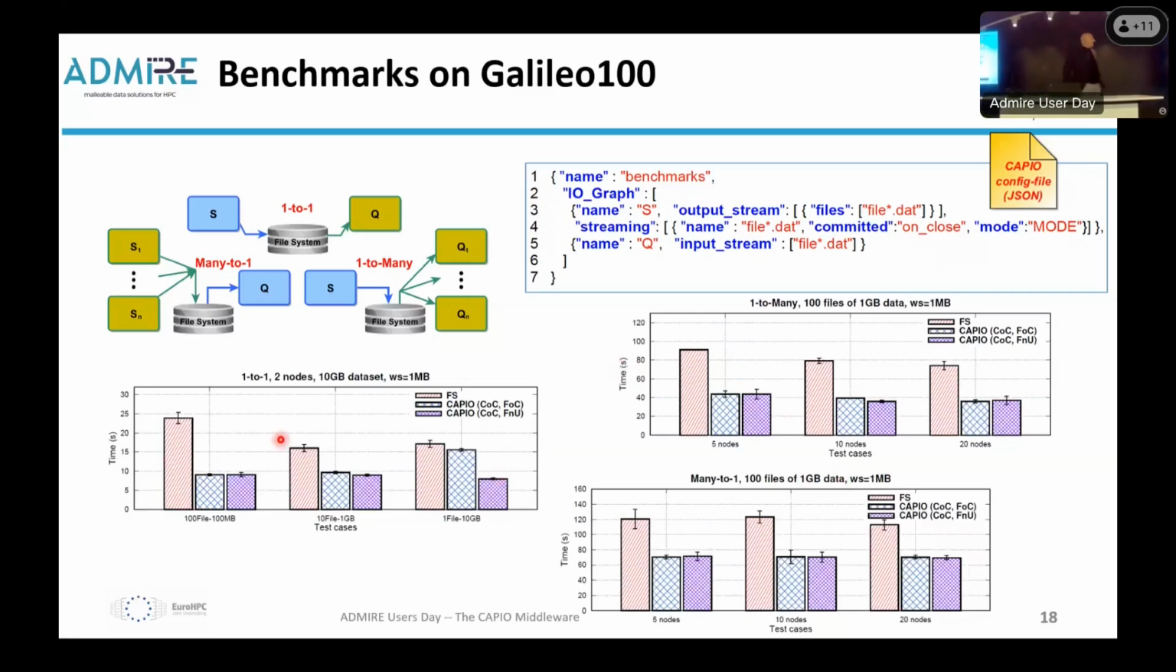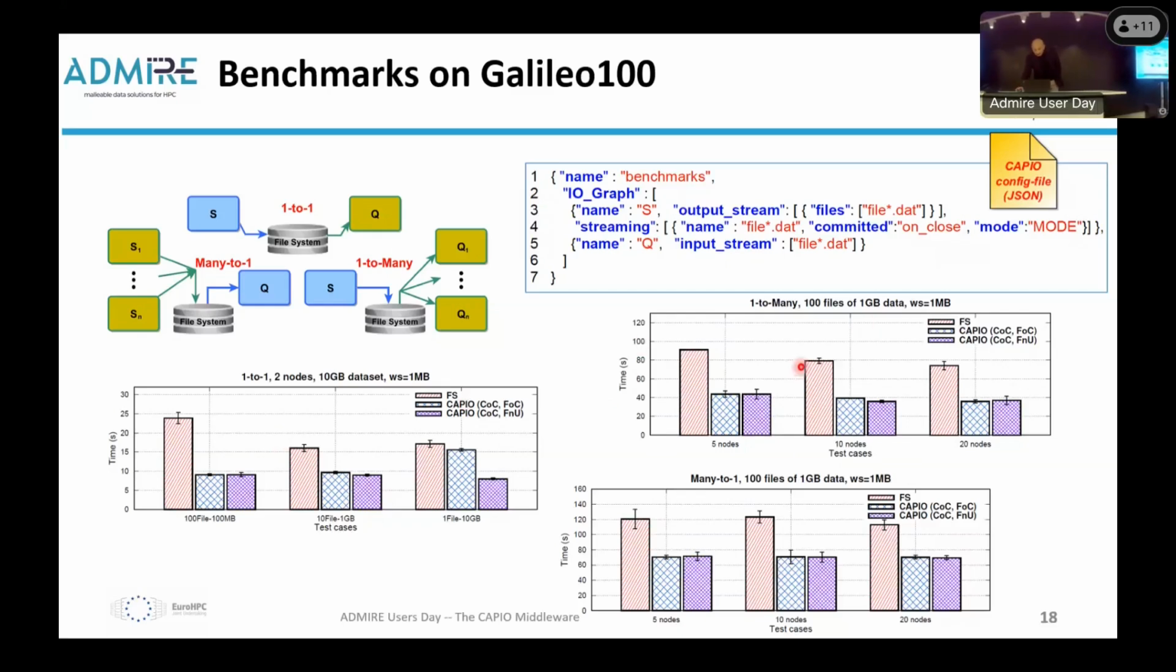For example, here we can see the one-to-one test using 100 files, each one of 100 megabytes. In the middle, we have 10 files of 1 gigabyte each. And in the last one, we have one big single file of 10 gigabytes, sorry, not 100. So the red bar, the first bar, is the file system, Lustre in this case. The second bar is CAPIO with the firing on commit. And the third bar is firing no updates.